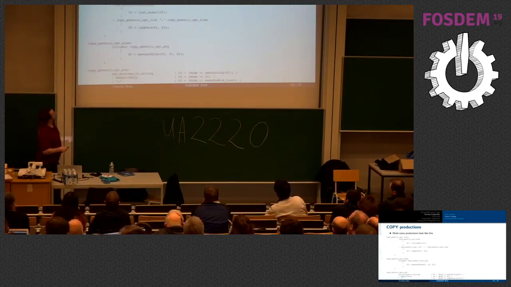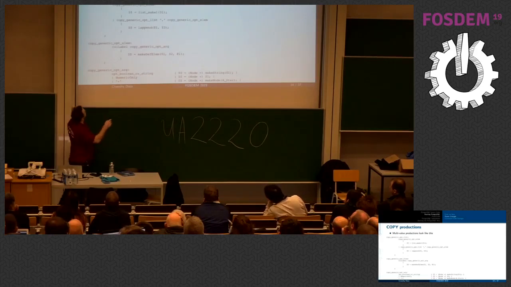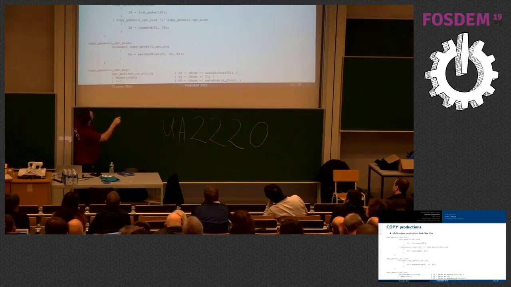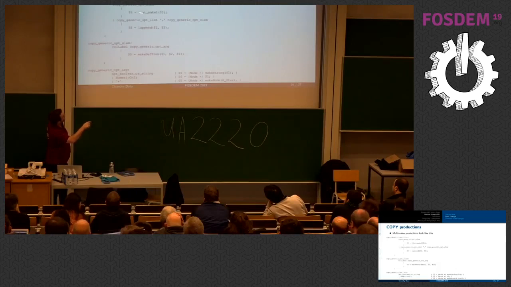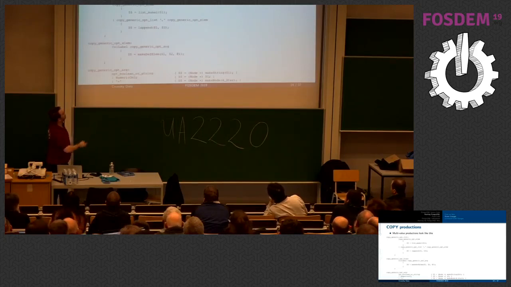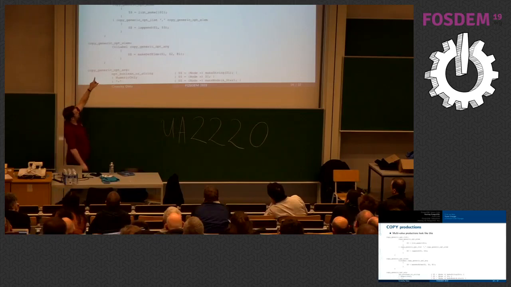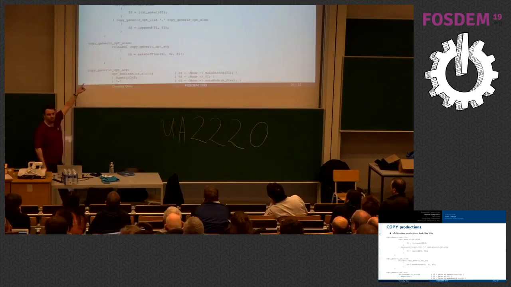Then we have multi-value productions, right? So here we have cases where we have, say, this copy generic opt list, we have copy generic opt element, right? And that is a production itself. But when we get to this bit of code, the value from this production is going to be in this $1 variable, right? And then when we set this equal to $$, this list makes, we're going to turn this $1 into a list, right?